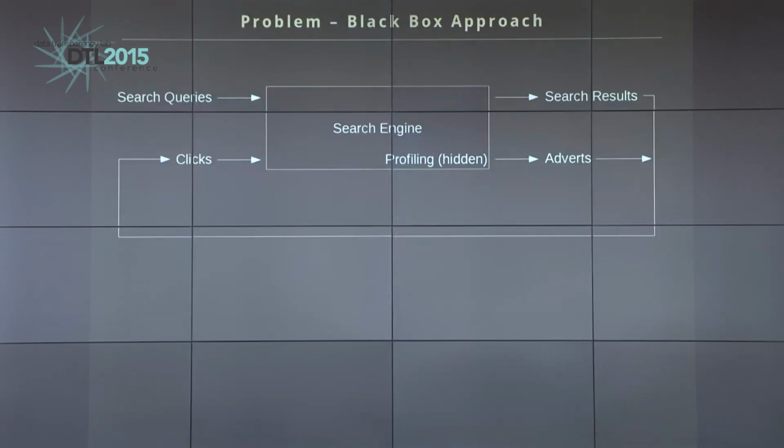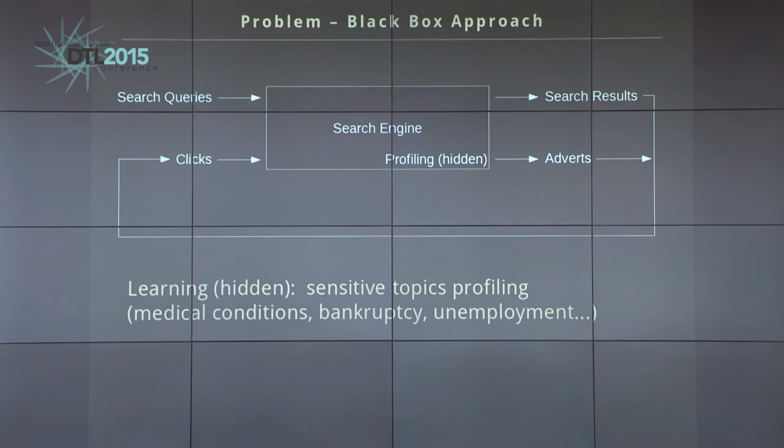So our idea is to regard the search engine as a black box, where the inputs are the search queries and the clicks of the user. And the outputs are the search results and the adverts. And we want to infer the hidden profiling of the search engine, especially the one that can be related to sensitive topics. And the idea is to use a typical black box approach.